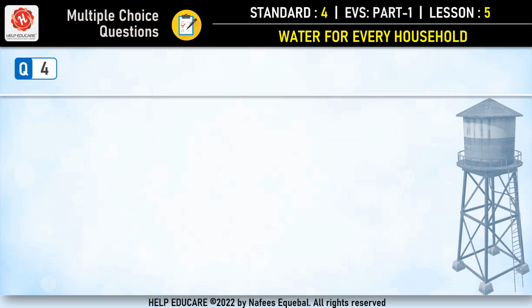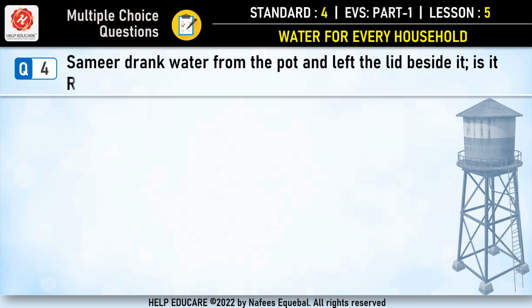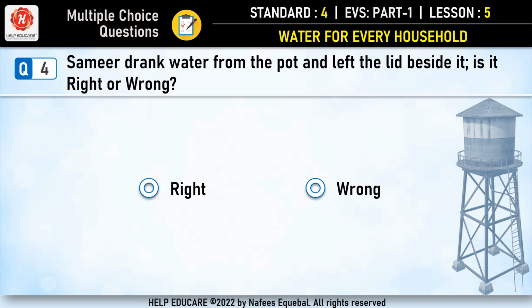Question number 4. Samir drank water from the pot and left the lid beside it. Is it right or wrong? First option, right. Second option, wrong.